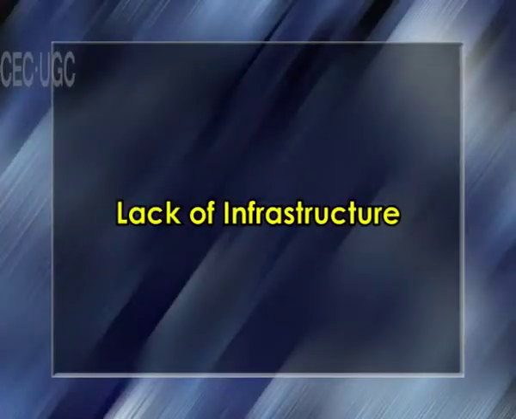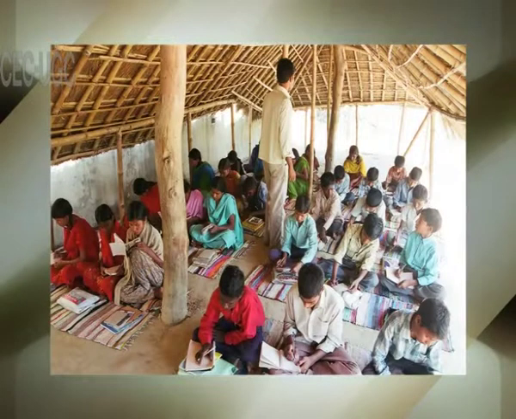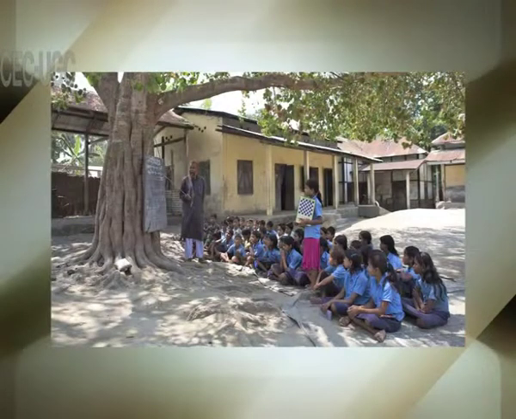The next one is lack of infrastructure. Schools are supposed to be the temples of learning, but the average primary educational institution in India is likely to be a dinge, a place without access to electricity, toilets, and with too few teachers. True, just having great school infrastructure is not sufficient to improve learning outcomes, but it is certainly a necessary condition.